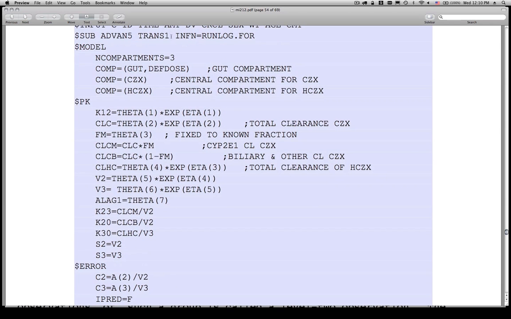Somebody asked a question here just briefly about the INFN routine. This is not required anymore. This is something we used to use with NONMEM 6 when we wanted to capture some of the internal values. It's really irrelevant in this particular model, and you could actually comment it out.